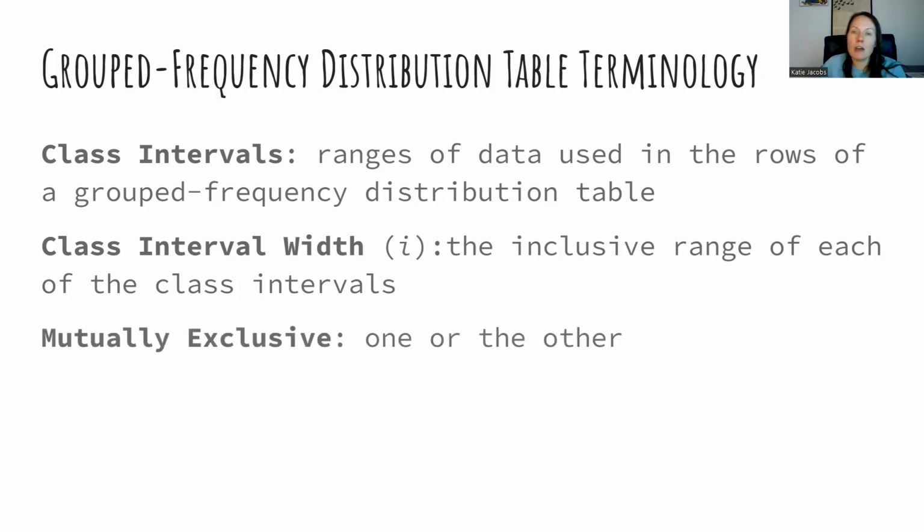So other terminology that we'll see here, and we'll also see this later when we talk about probability, is mutually exclusive. When we talk about mutually exclusive, the way that we're going to define this for this unit is one or the other. Okay, and these will be really important terms for us to remember while we move through this unit.